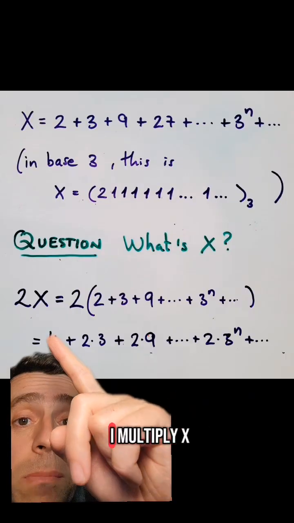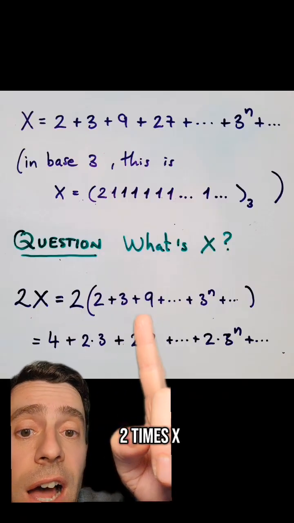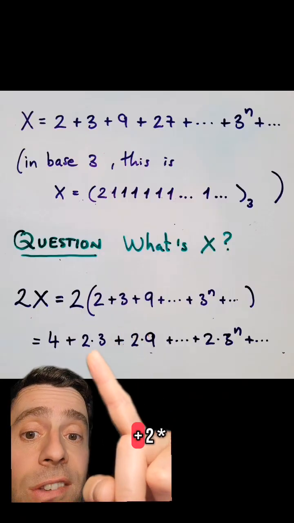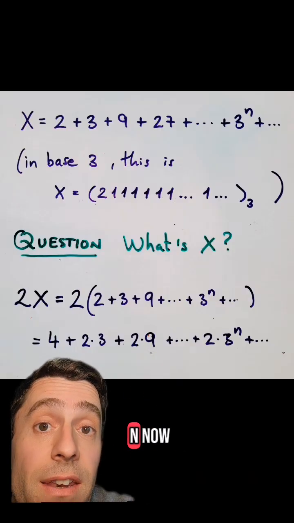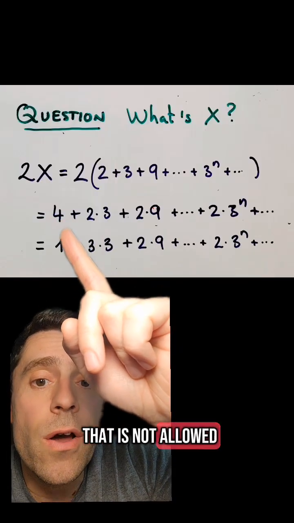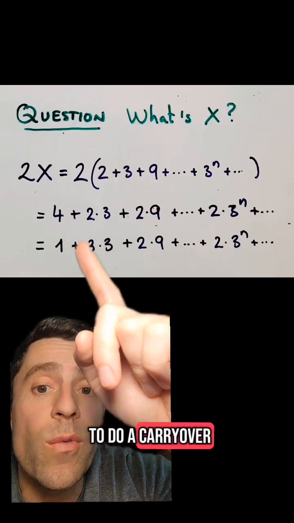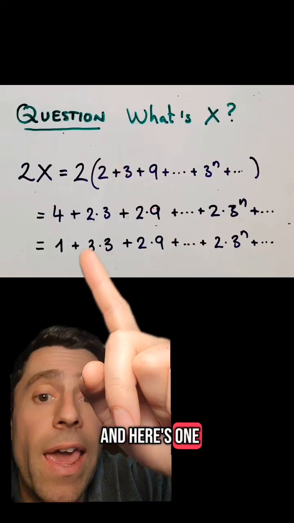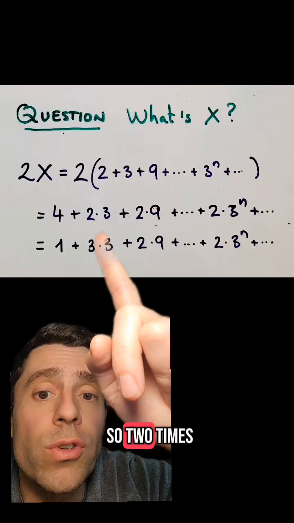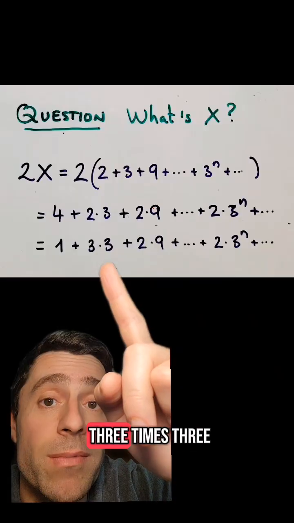What happens if I multiply x by 2? 2 times x will be 4 plus 2 times 3 plus 2 times 9 plus ... plus 2 times 3 to the n. Now, in base 3, that is not allowed, so I have to do a carryover. I'm going to write 4 as 1 plus 3, and here's 1, and there is one more 3, so 2 times 3 plus 3, that would be 3 times 3.